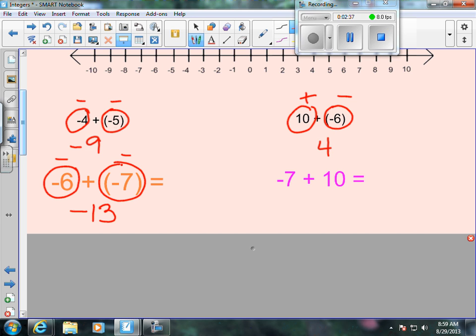Next example, -7 plus 10. The 7, negative. The 10, positive. Different signs. We find the difference. The difference of 10 and 7 is 3. And we have more positive than we have negative. The 10 is the bigger absolute value, so the answer remains positive.